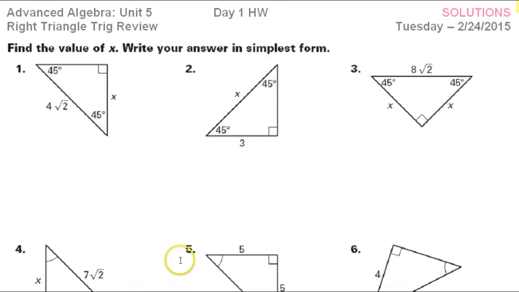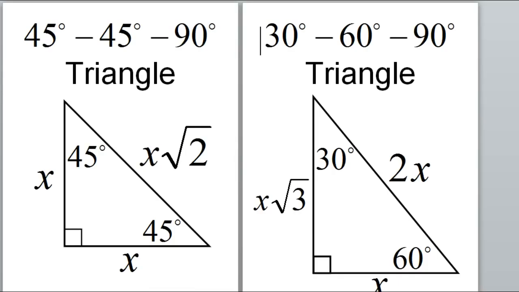This lesson is a review of special right triangles. Alright, when we talk about special right triangles, we are talking about your 45, 45, 90 triangle and your 30, 60, 90 triangle. And basically right here in a nutshell, these are the special relationships that we are going to be remembering. In a 45, 45, 90 triangle, it's always going to be an isosceles triangle.